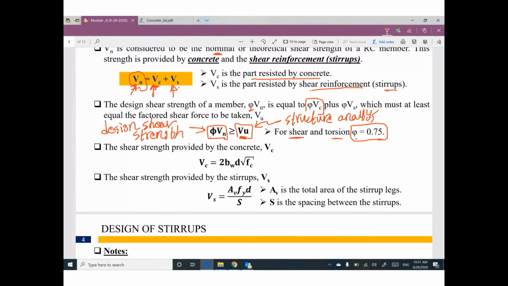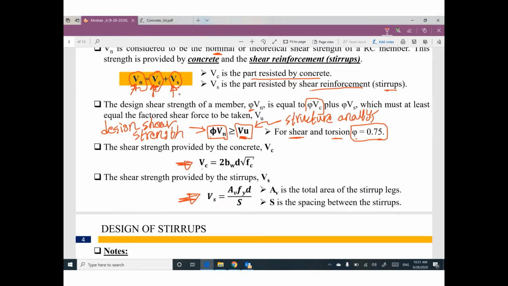So the key right now, how can I figure out the part resisted by concrete and the part resisted by stirrups? We have here two equations. That's it. We are done. According to ACI, the shear resisted by concrete equals 2 b web d square root f prime c.